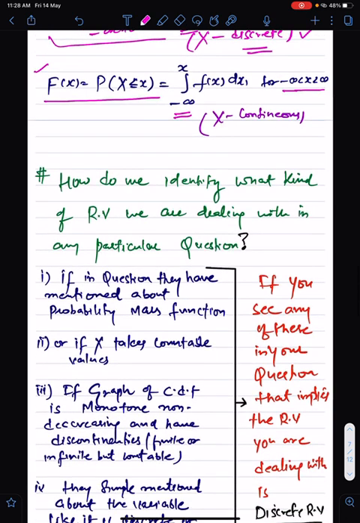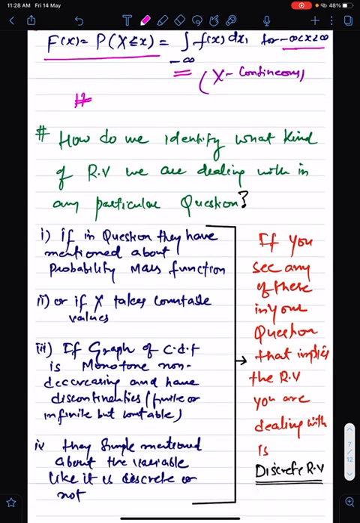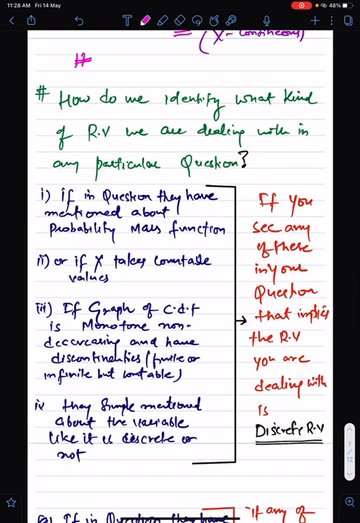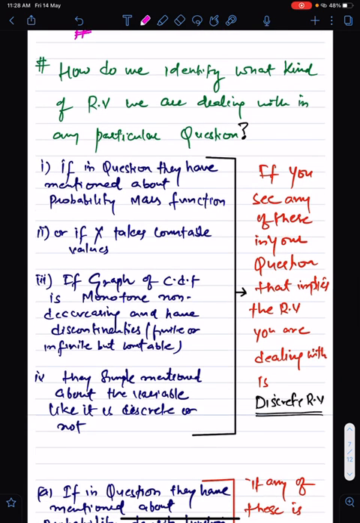Next we see how we differentiate, or identify, what kind of random variable we are dealing with in any particular question, because this is the most important thing we will try to find in any particular question.